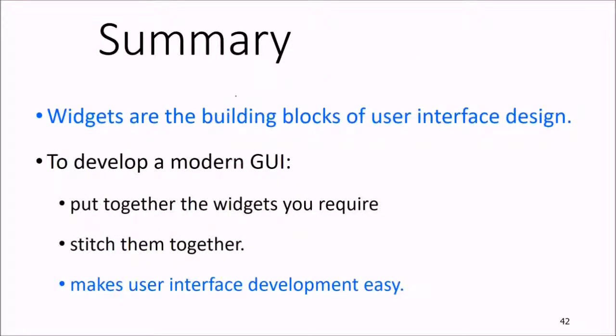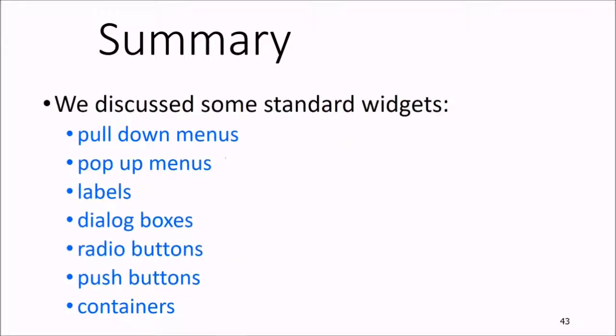So let us summarize what we have gone through in this session. We have seen widgets. They are the basic building blocks of your GUI or user interface design, and to develop a modern graphical user interface, we put together the widgets that you may require. You stitch them together, and then you make user interface development quite easy. We also discussed standard widgets like pull down menus, pop-up menus, labels, dialog boxes, radio buttons, push buttons, containers. There are various widgets. We have just discussed a few of them.